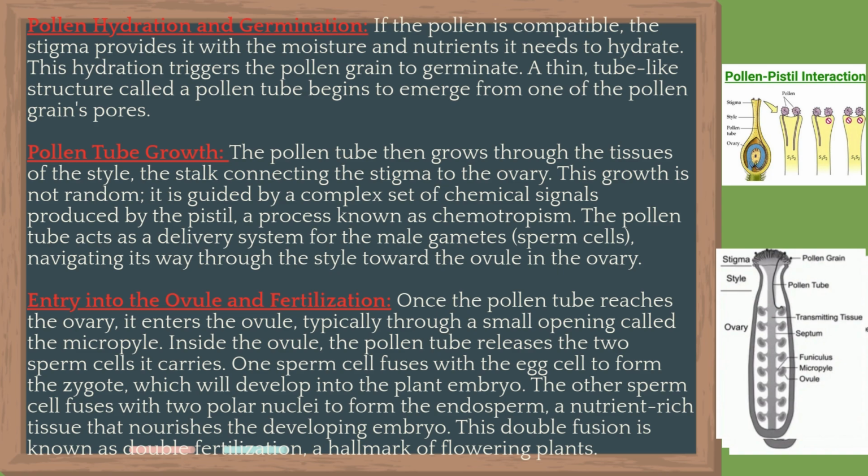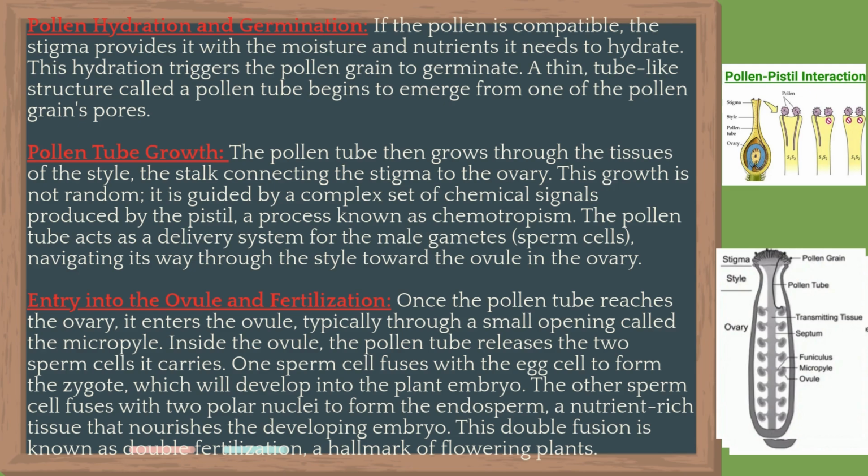If the pollen does not have sufficient hydration or nutrients, that gap will be filled here. A thin tube-like structure called a pollen tube begins to emerge from one of the pollen grain's pores. So the pollen tube will emerge here. What is the structure of the pollen tube? It is a thin, double layered, sac like structure that emerges here. That is called the pollen tube.